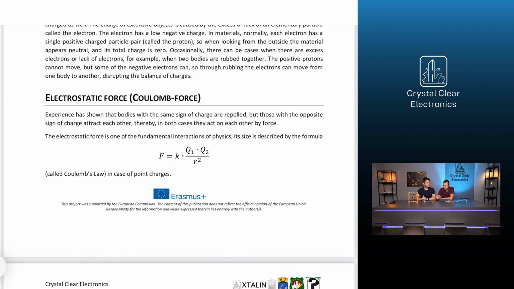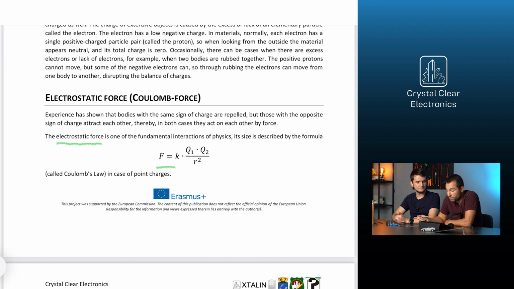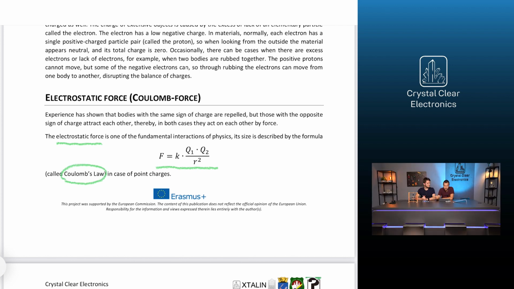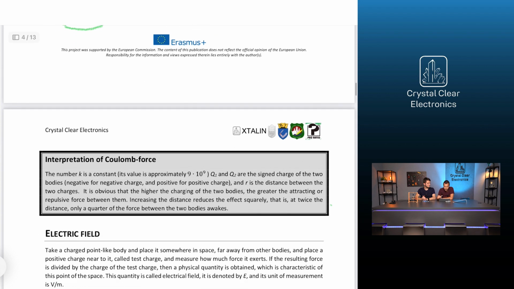Experience has shown that bodies with the same sign of charge are repelled, but those with the opposite sign of charge attract each other, thereby, in both cases, they act on each other by force. The electrostatic force is one of the fundamental interactions in physics. Its size is described by the formula F equals K times Q1 times Q2 over R squared, as shown on the screen, called Coulomb's law in case of point charges.